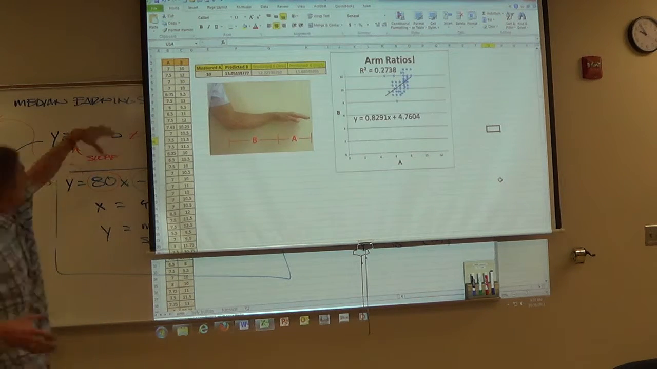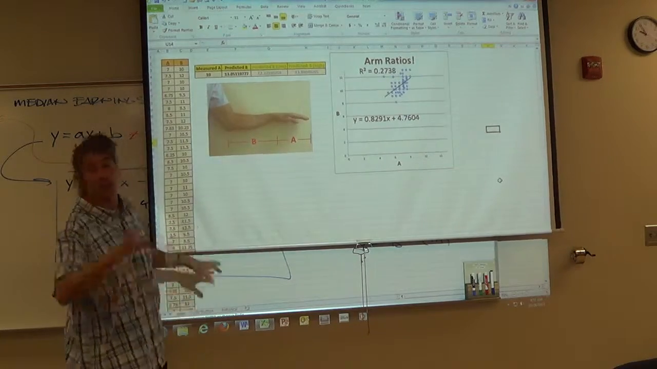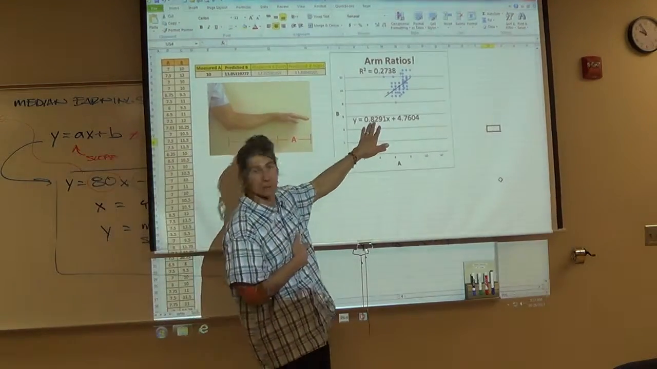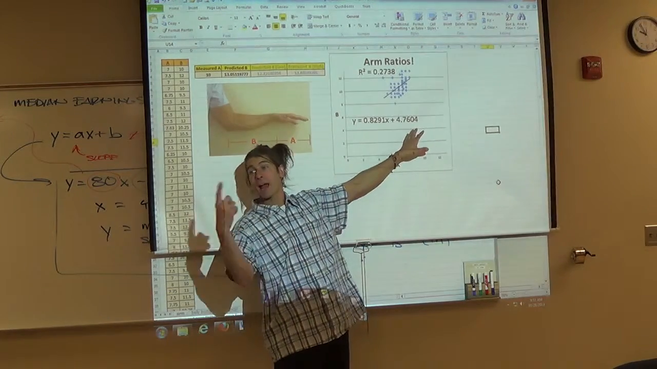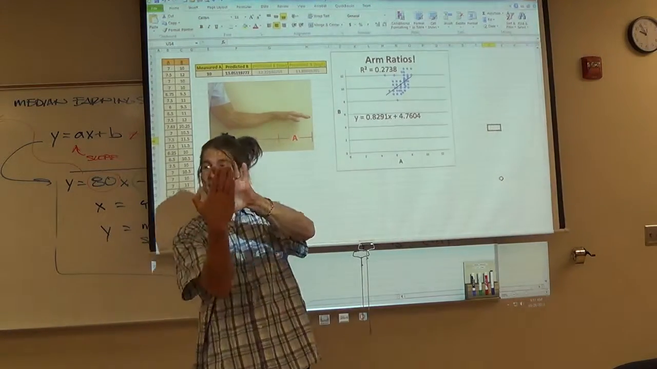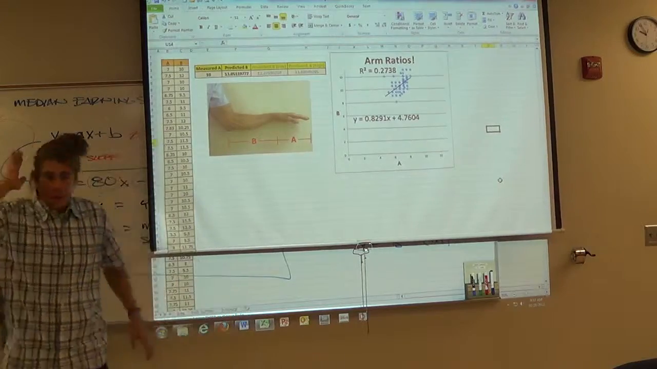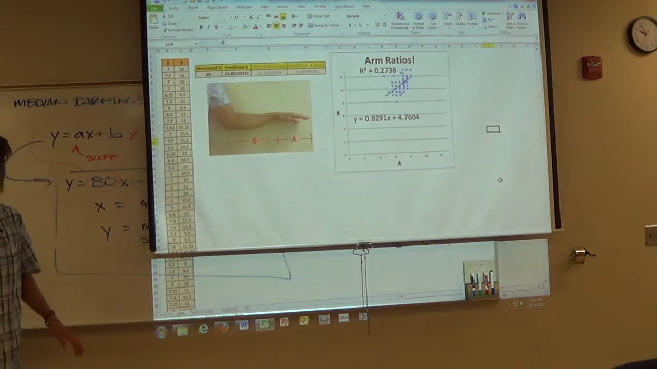But that's what I like. I like seeing this data laid out like that. Thank you, Ed, for pointing that out. I was fixated so much on the ratio, I wasn't looking at the plus 4.8, which means on average we add 4.8 inches to this to get this. Now, I didn't come here to tell you that either.